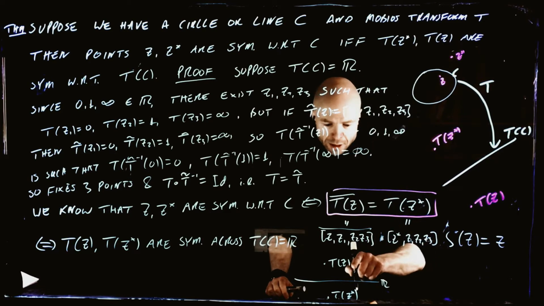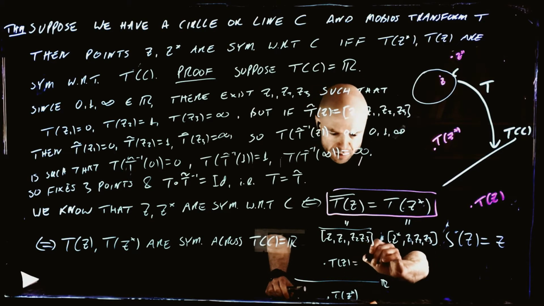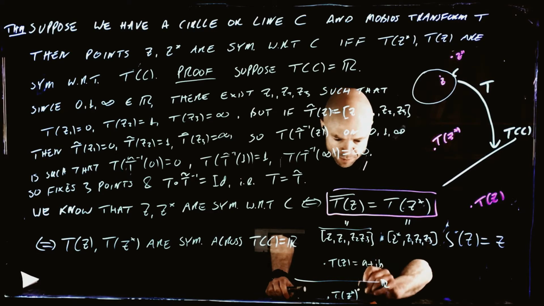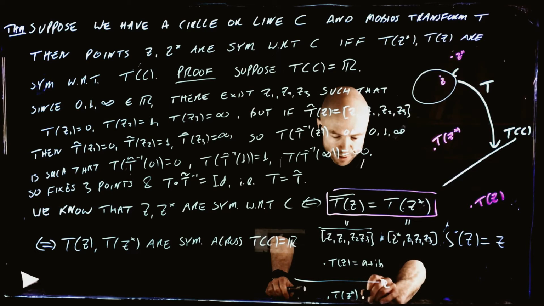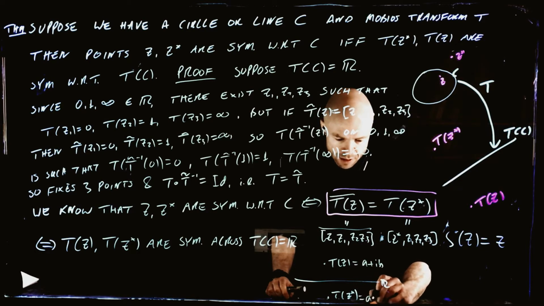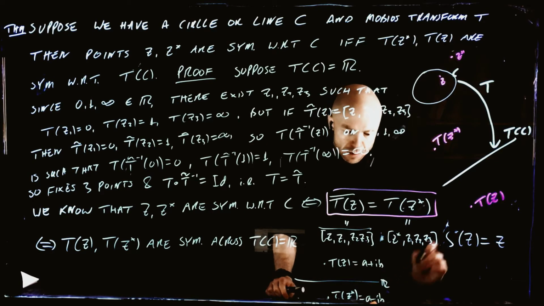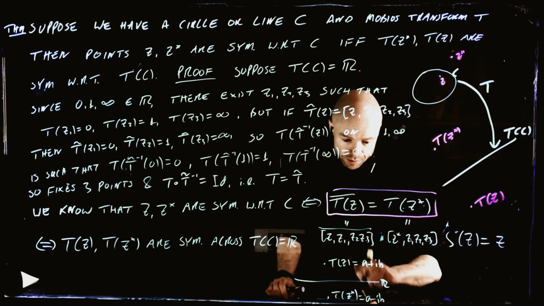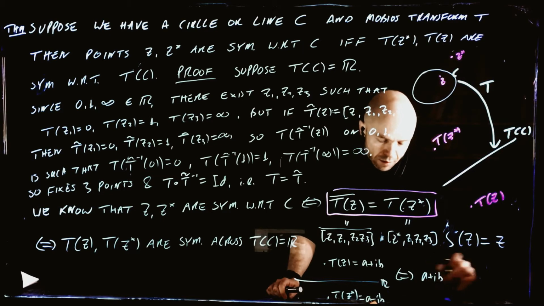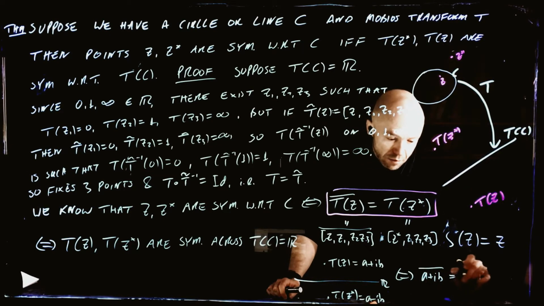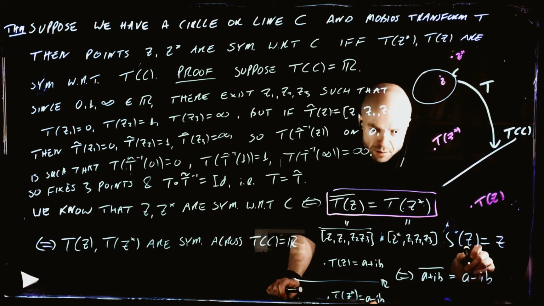Because look, this is R, right? So this is some number a plus ib, right? And this number a plus ib is symmetric across R if and only if this thing is a minus ib, right? So this picture is exactly the same as saying that a plus ib complex conjugate equals a minus ib.